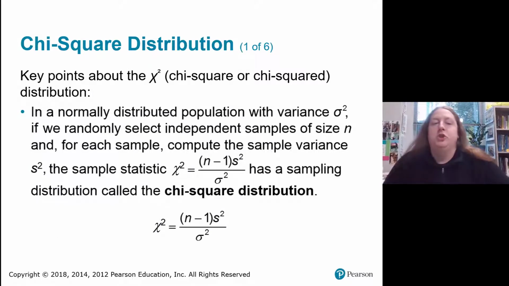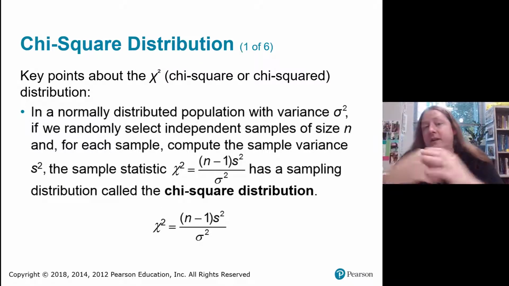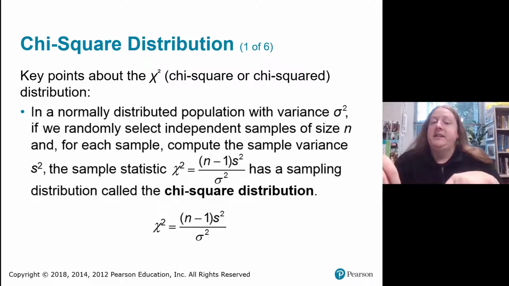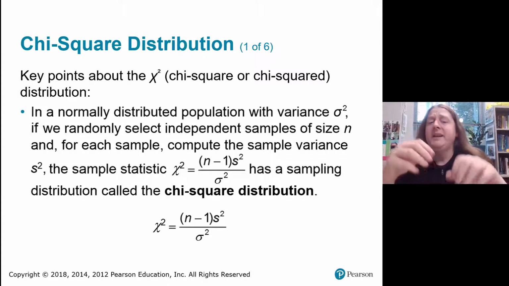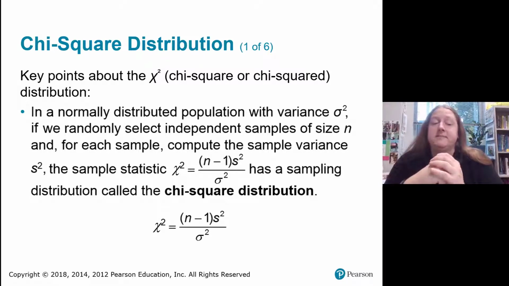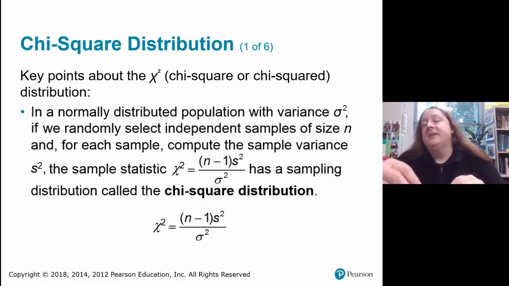So the chi-square distribution, well, what is this thing? In a normally distributed population with variance sigma squared, if we randomly select independent samples of size n, and for each sample, we compute the sample variance, then the sample statistic chi-square, which equals the quantity n minus 1 times the sample variance divided by the population variance, has a sampling distribution which we call the chi-square distribution.